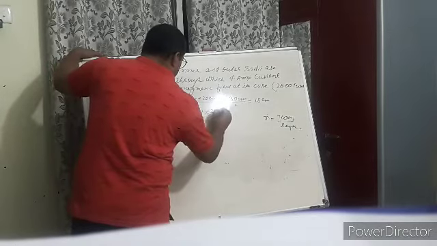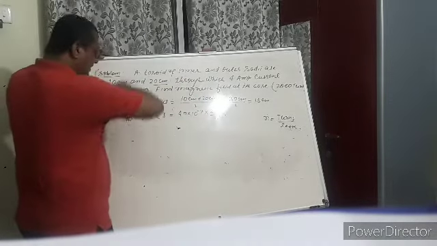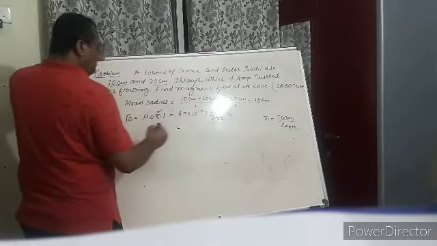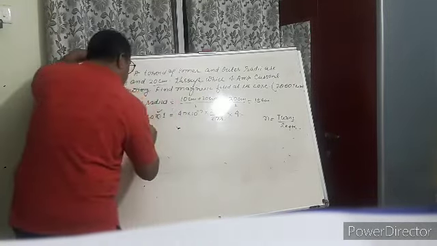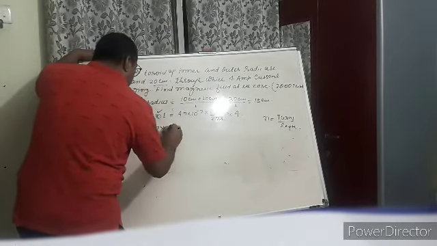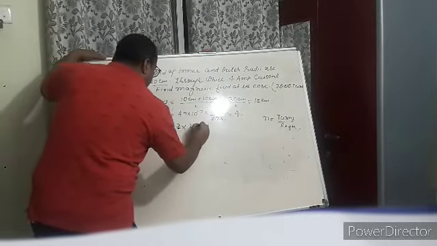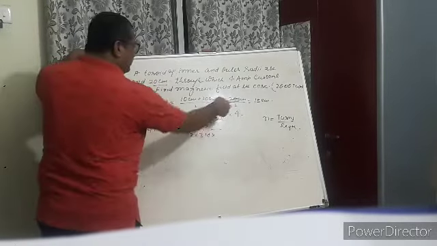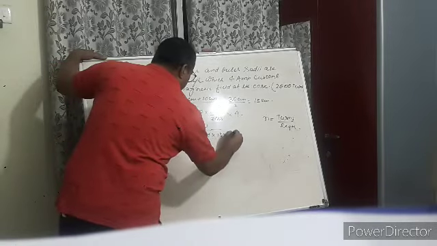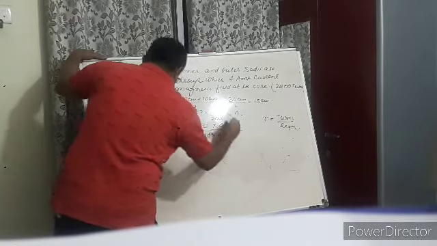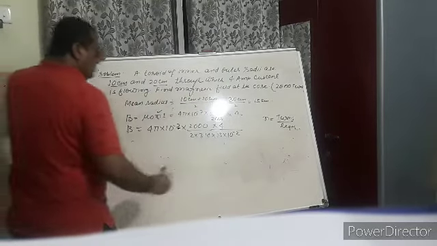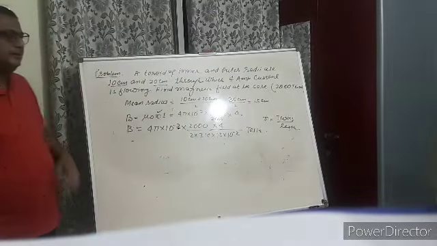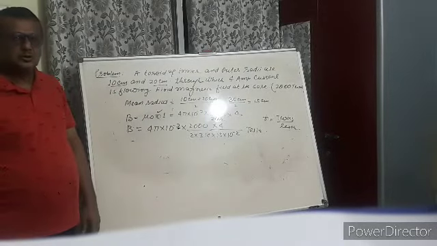Turns is 2000 divided by length. Length is 2 pi r. So 2 pi r into I, where I is 4 ampere. This will be equal to 4 pi into 10 to the power minus 7 into 2000 divided by 2 into 3.14 into r, where radius is 15 centimeter, 15 into 10 to the power minus 2, into 4. Solve this one, and this is the magnetic field in Tesla. I think it is clear. So the toroid is clear.